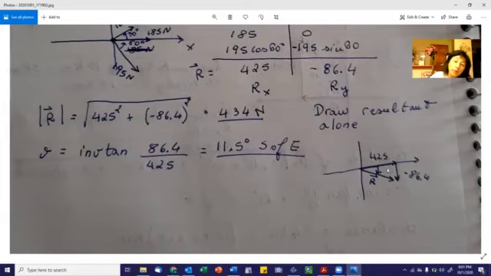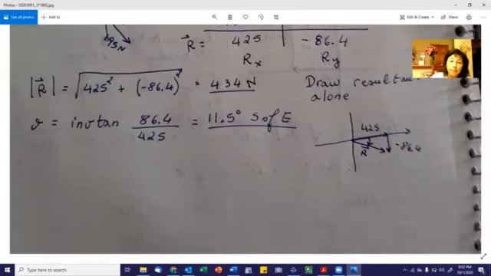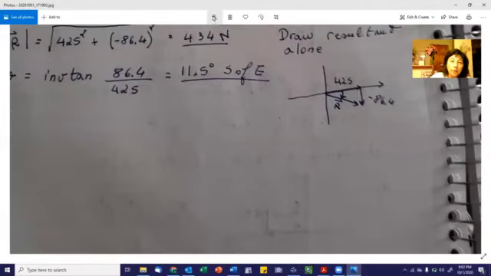So if you're choosing this angle here, it's going to be this rise over this run. If you're choosing this angle here instead, you're going to have this rise over this run. So either you find the 11 degrees or you find the 90 minus 11 degrees, which is this one, okay? Then next problem.